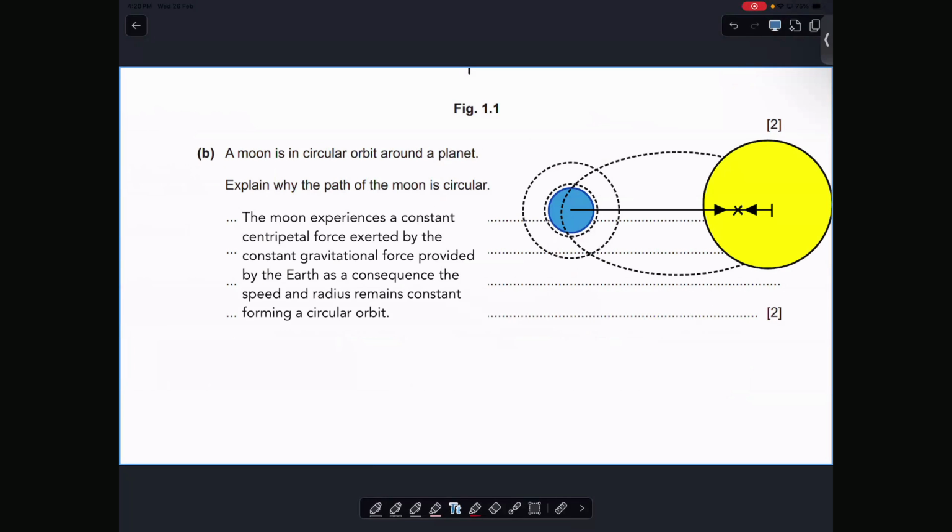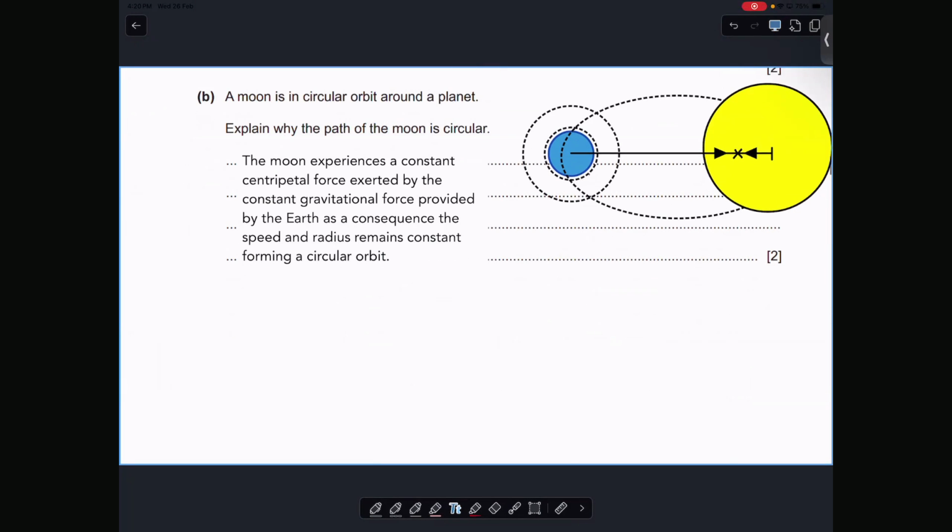Yeah, I think so. But radius and speed need to be constant, as we mentioned, because the formula is what? V equals omega r. If V is constant, what must be constant? R. And if R is constant, what orbit do you have? Circular orbit, right? Right. Why is the orbit elliptical?